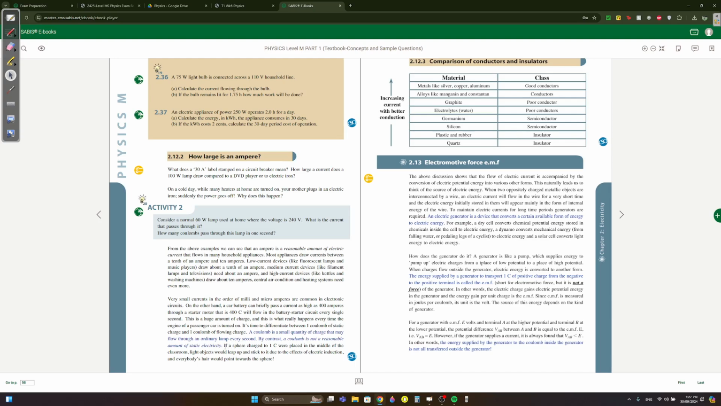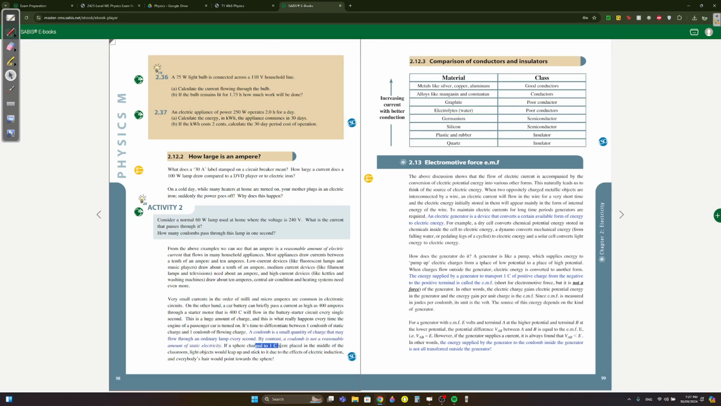Okay. Yeah, I guess just read this. If a sphere charged to 1 coulomb, we said a coulomb is not reasonable. If a sphere charged to 1 coulomb was placed in the middle of a classroom, light objects would leap up and stick to it due to the effects of induction. Everybody's hair would point towards the sphere. Basically, I think what they're trying to say is a coulomb is too big. Okay, we use less.